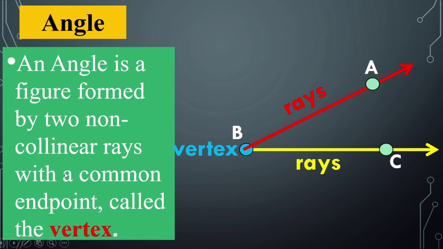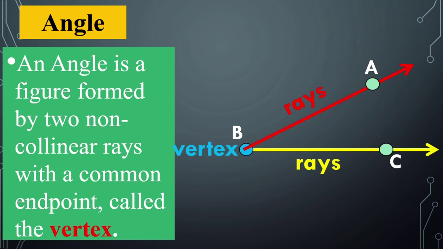Next, an angle also has a common endpoint. When we say common endpoint, what is that? Common means they have the same endpoint. They have the same endpoint. Now, endpoint, we discussed that earlier in the recall, in the recap. An endpoint is represented by a point that ends, okay?